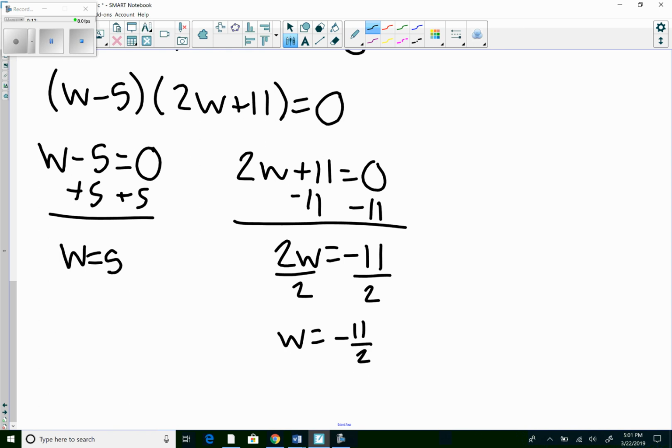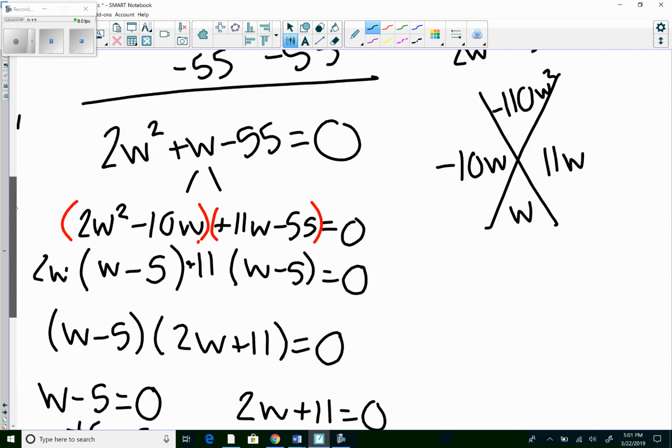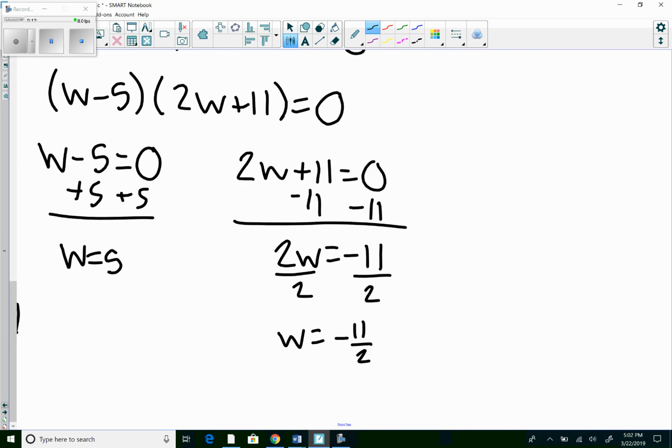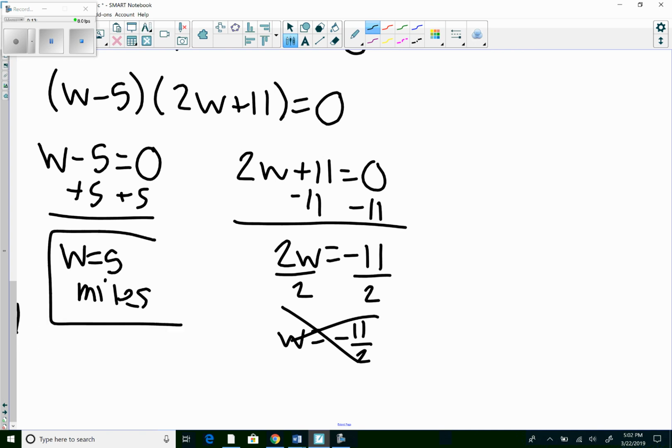Again, doesn't really matter. But let's talk about the context of this problem. We are talking about the length of a game reserve, and it's in square miles. You guys, does it make sense for us to have a negative length, like negative 11 halves or negative 5.5? Hopefully you guys are all shaking your heads really largely at me and saying, no, Mrs. K, that doesn't make sense, because it doesn't. So this answer doesn't even make sense. So that just leaves us with 5 miles as the width of that game reserve.